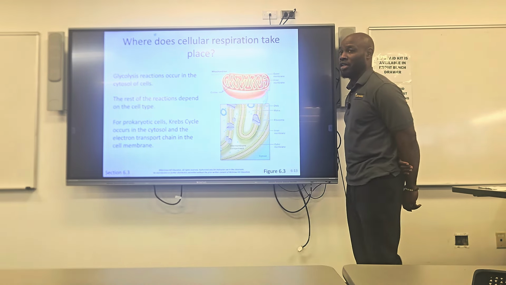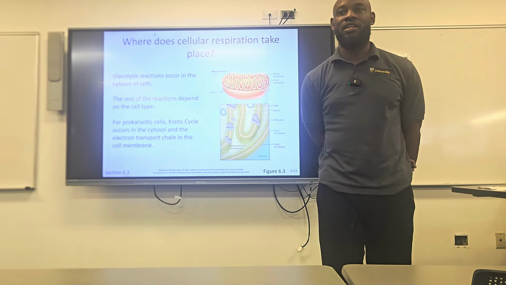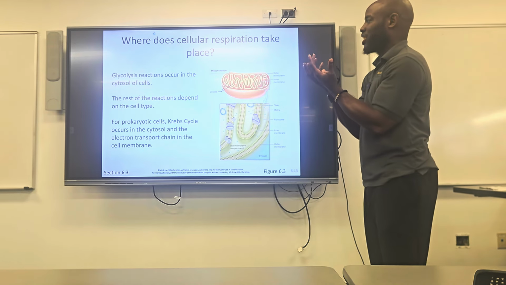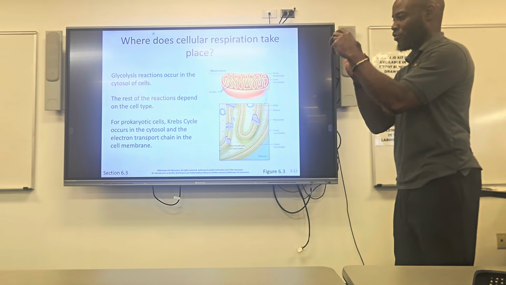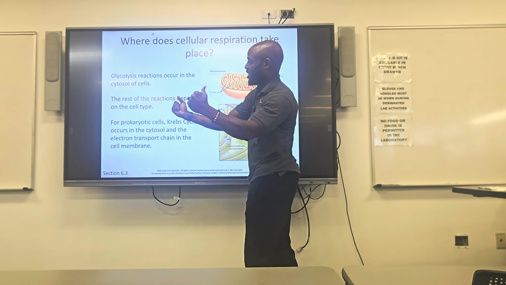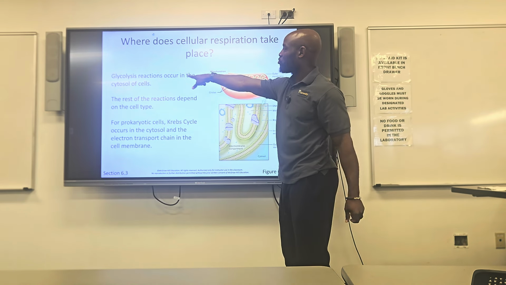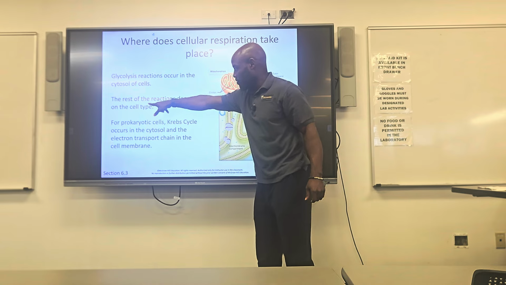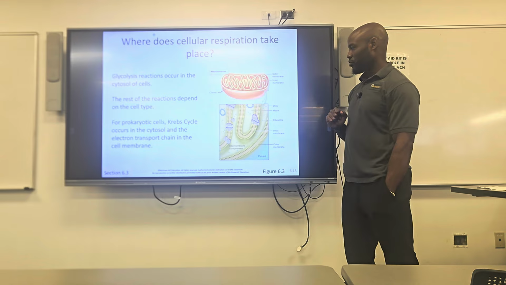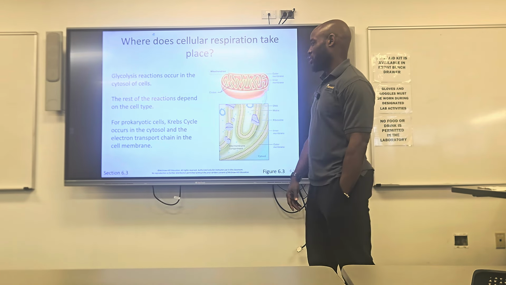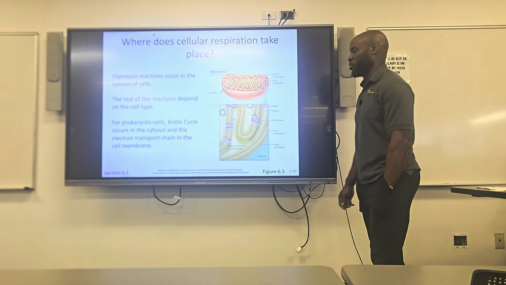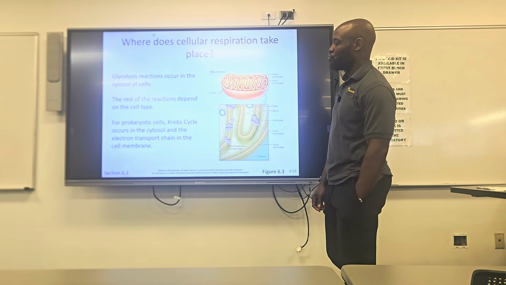Okay. Cytosol. That fluid inside the plasma membrane is called the cytosol. Inside the cytosol is where all the different organelles of the cell are located. So glycolysis, the splitting of glucose, occurs in the cytosol. The rest of the reactions of cellular respiration happen in the mitochondria. For prokaryotic cells, the Krebs cycle occurs in the cytosol and the electron transport chain in the cell membrane. Remember, prokaryotes are a little bit different than eukaryotes.